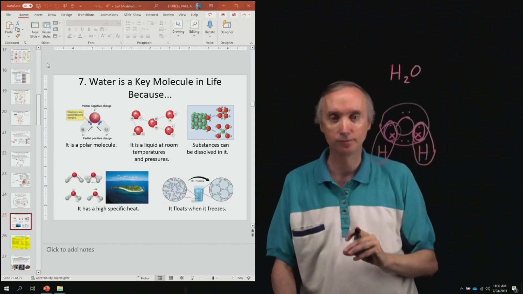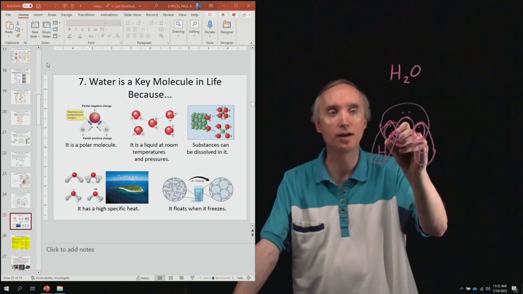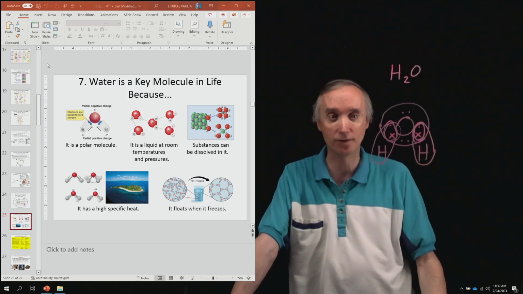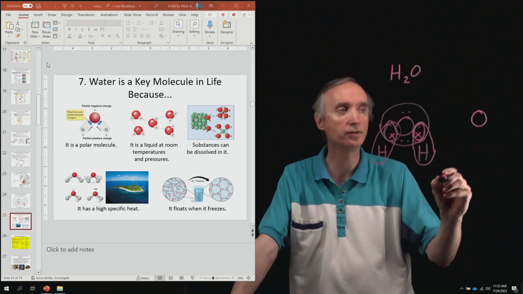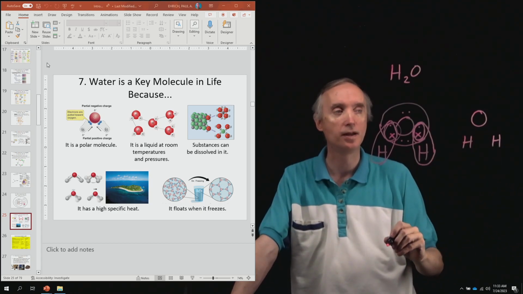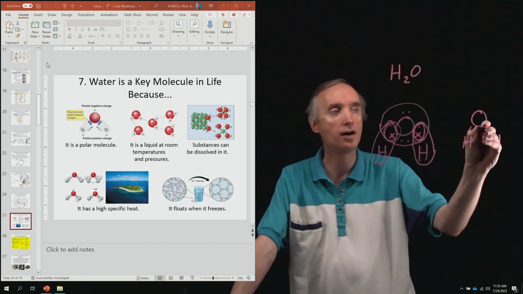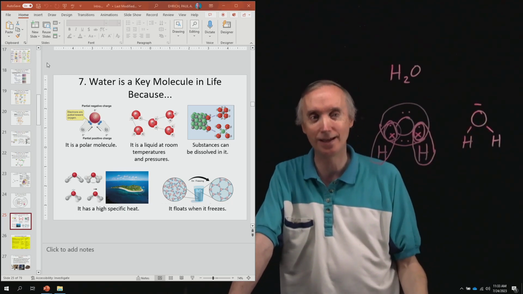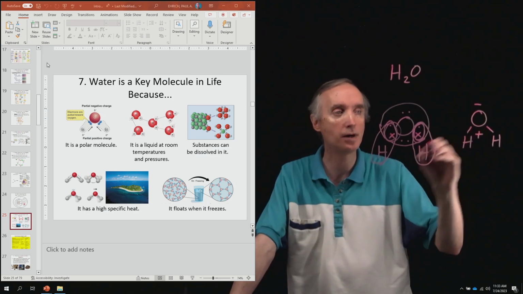Oxygen, though, is bigger. It has more electrical pull, so that means that these electrons are going to spend more time around the oxygen than they are around the hydrogen. So let's redraw it over here. Oxygen, and then hydrogen, and then hydrogen. And the electrons are going to spend more time around the oxygen, so that means this end of the molecule is going to be negative. And then this end of the molecule over here is going to be positive.